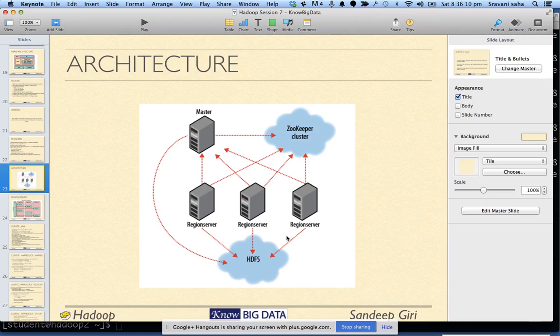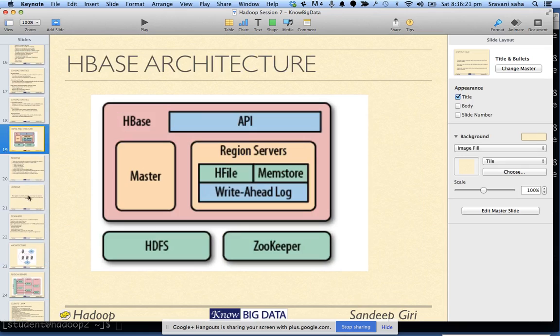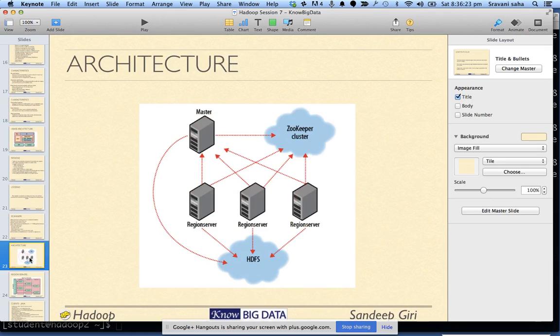So this architecture will tell you clearly what HBase does. In the HBase, HBase is basically a database. This is the closest we could come to a database in case of handling big data. And these are column oriented databases. Instead of saying column oriented, I would like to call it column family oriented.